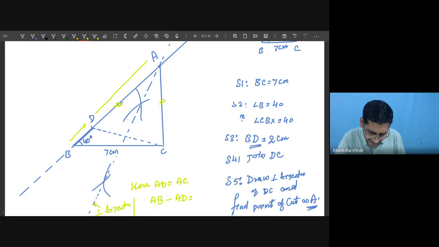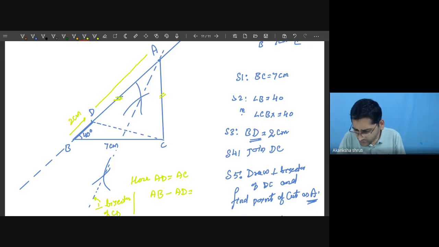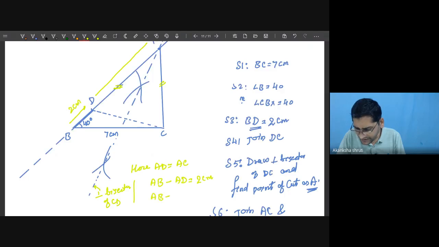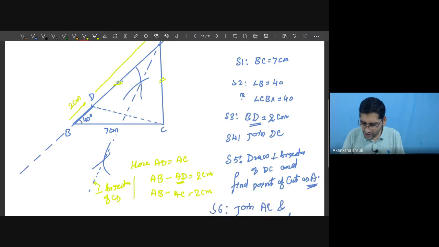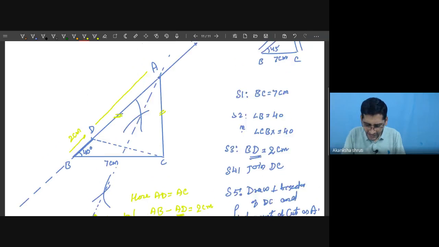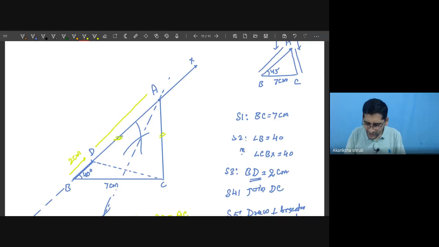This length is given as 2 centimeter, that we have taken. Now this AB is the bigger length, but AD is same as AC, which is 2 centimeter. So this way we are observing that the difference of two sides is known. Then with the difference of two sides, the base side and one of the angles, the triangle is drawn. Student, be careful.